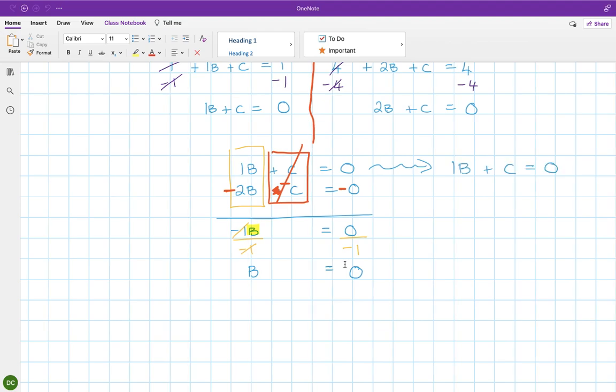And what do I know? So 1 bracket 0 plus c equals 0. What's 1 bracket 0? 0 plus c equals 0. And then how do I move the 0? So we take away 0, take away 0. That'll cancel. So c is 0. So a whole load of zeros.